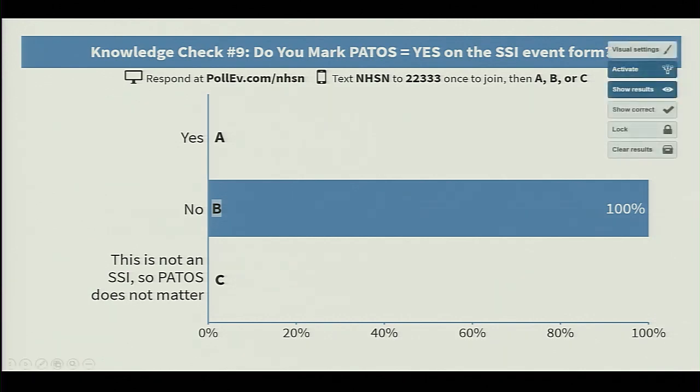Is this really 100%? This better be correct. Then we have problems. What? Great job.